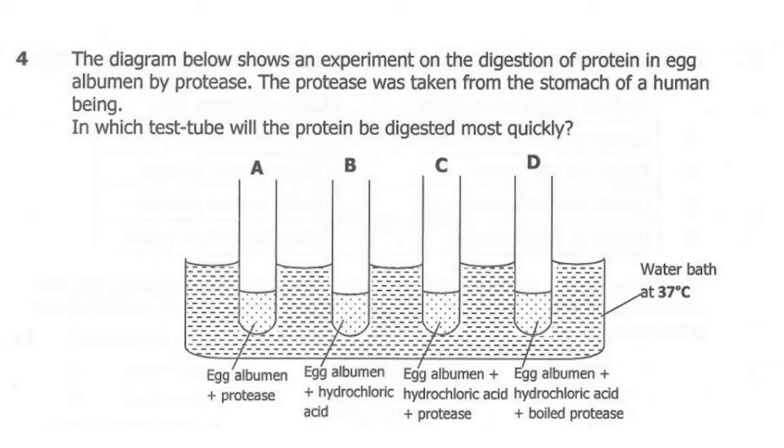Question number 4. The diagram below shows an experiment on the digestion of protein in egg albumin by protease. The protease was taken from the stomach of a human being. In which test tube will the protein be digested most quickly? We have A, egg albumin plus protease. B, egg albumin plus hydrochloric acid. C, egg albumin and hydrochloric acid and protease. D, egg albumin and the hydrochloric acid and the boiled protease. So what's the correct answer? Leave your answer in the comment section.